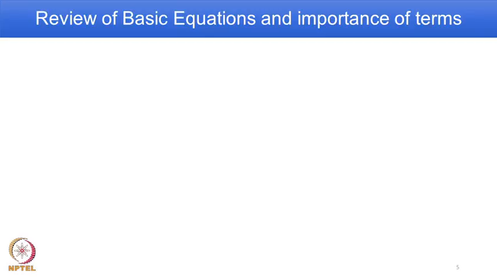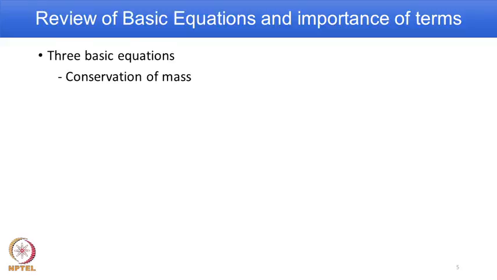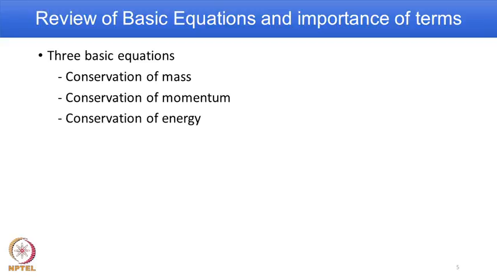Now next important topic, reviewing of basic equations. We will not do detailed derivation, we will only touch a few steps and explain the importance of terms. Detailed derivation is available in any standard undergraduate fluid mechanics textbook. In general, there are three basic equations. One is the conservation of mass, which is also known as the continuity equation, conservation of momentum, and then conservation of energy.